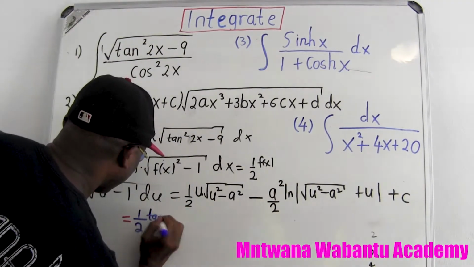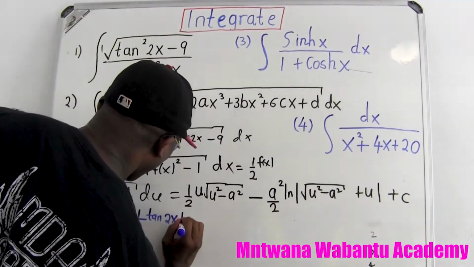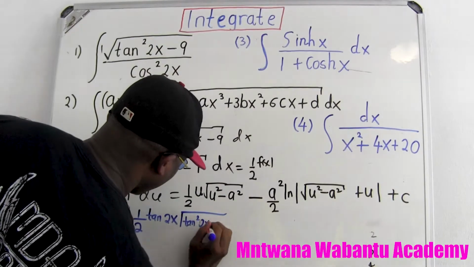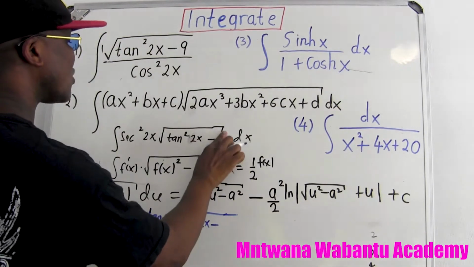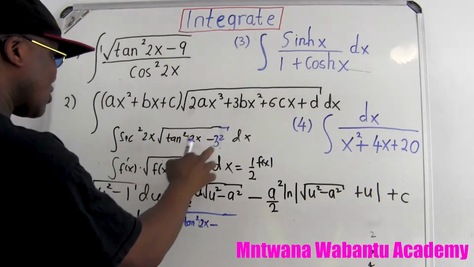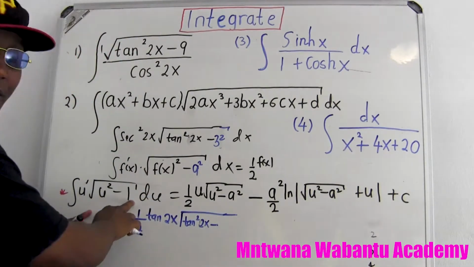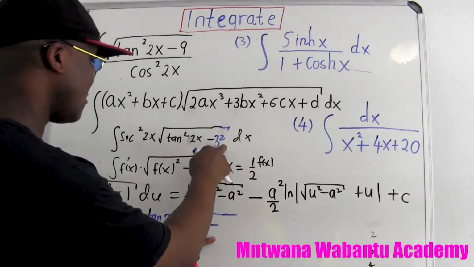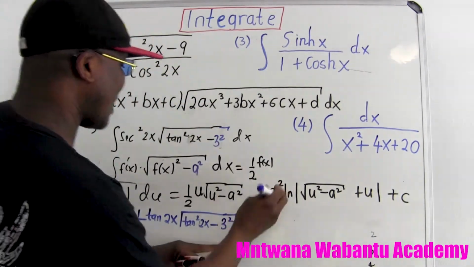So we're going to say tan of 2x, and then we have the square root of tan squared 2x, and then minus a squared. What is that a? A is this number here. When you say 9, it's like 3 squared. So 9 is like 3 squared, so a equals 3. So this is supposed to be a squared, the same as in that formula right here. So we're going to say minus a squared. What is a squared? A squared means 3 squared, which equals 9.